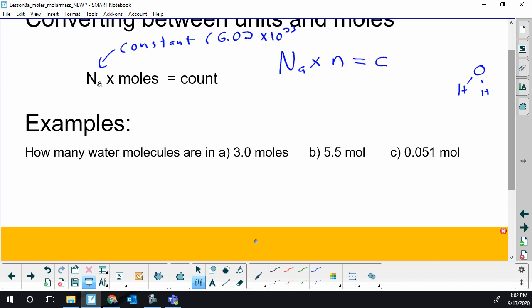And I'm just going to put a C for count. And we could be counting anything. So I want to figure out how many water molecules. I want to do a count. So that's what I want to get. So I don't have to do any rearranging. To get the count, Avogadro's number times the number of moles will tell us how many there are. Again, you can count anything, and I'm going to be counting molecules.